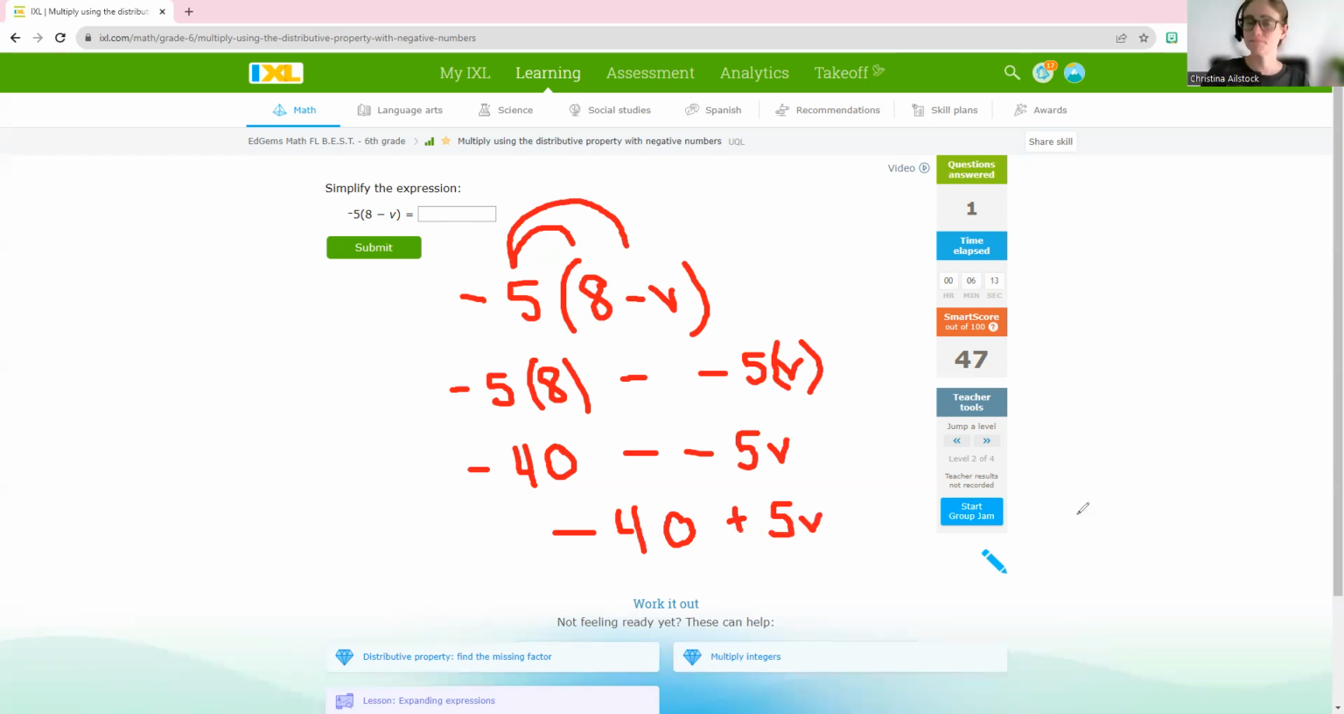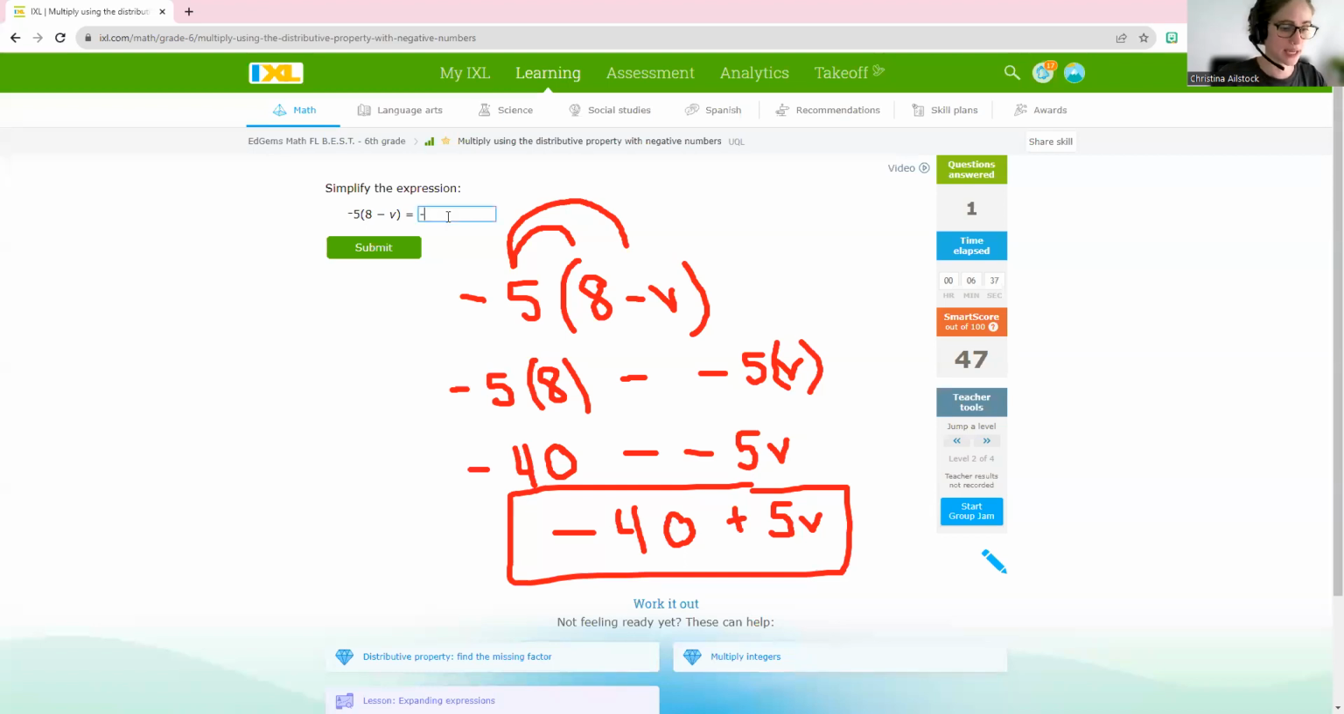Now are we done? Yeah, now we're done. We've simplified, we've done as much as possible, but we have to stop here because there's no equal sign, so we can't solve, and we have no like terms. The 40 does not have a variable, the 5 does, so because they're not the same, we cannot add them, and that would be our answer, and you would type it in just like that, negative 40 plus 5v, and you would get it right.